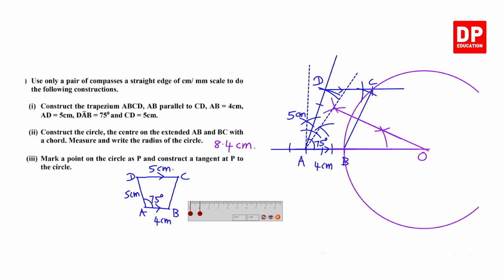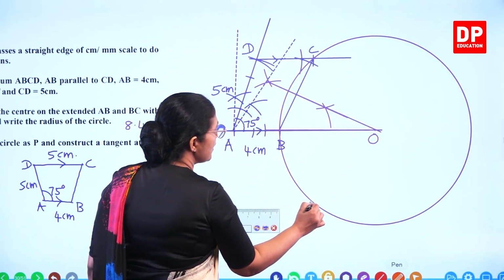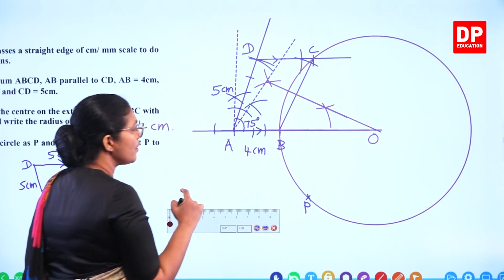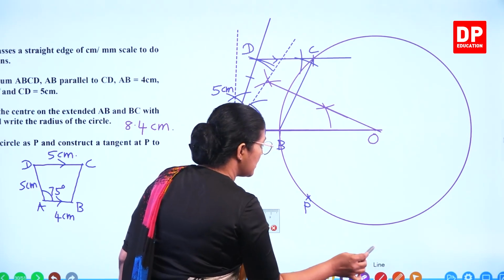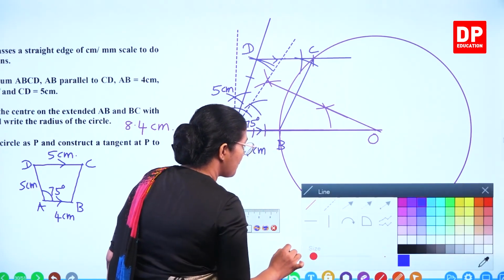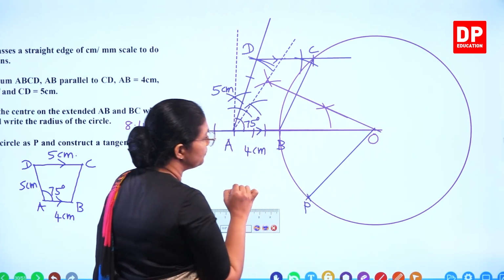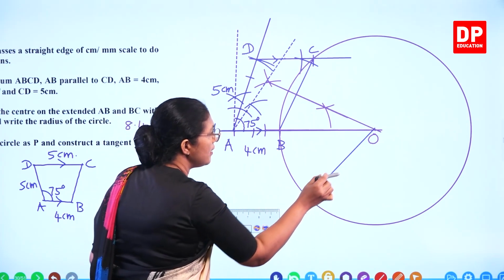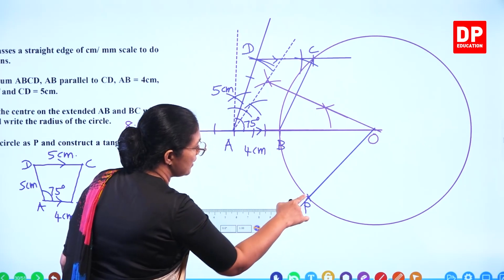Mark a point on the circle as P and construct a tangent at P to the circle. Any point you can mark and you have to draw a tangent line. Okay, let's take this point as P. And how are you going to draw a tangent line? First, we have to connect the center with that point. And then you can draw a perpendicular to that at P.